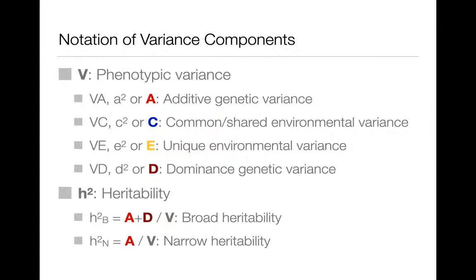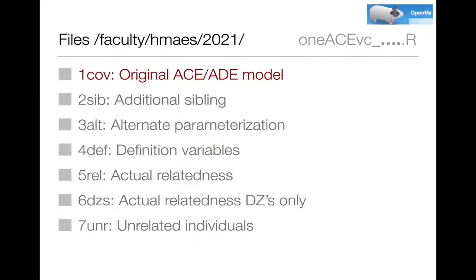And we'll often also talk about the concept of heritability, which really expresses the genetic variance as a function of the total variance. So we get a proportion of the variance accounted for by genetic factors, either by additive and dominance factors combined as the broad heritability, or just the additive genetic factors referred to as the narrow heritability.